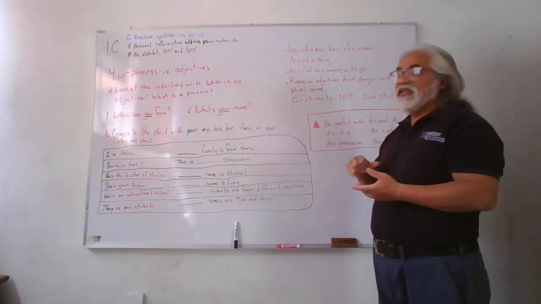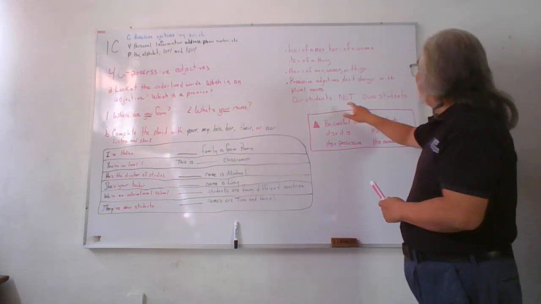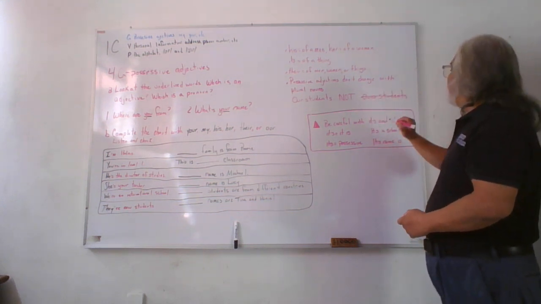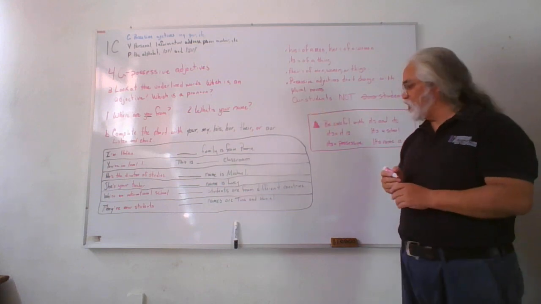Our students is my example sentence. Where's my? Not ours students. This is wrong. Okay, not ours students. It's our students. It will not change.